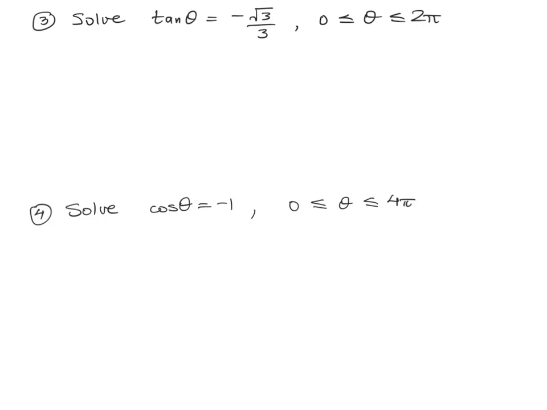Okay, let's solve tangent theta equals negative root 3 over 3 for 0 less than or equal to theta less than or equal to 2 pi. Well, first of all, I'm going to draw my two circles, anticipating two solutions.